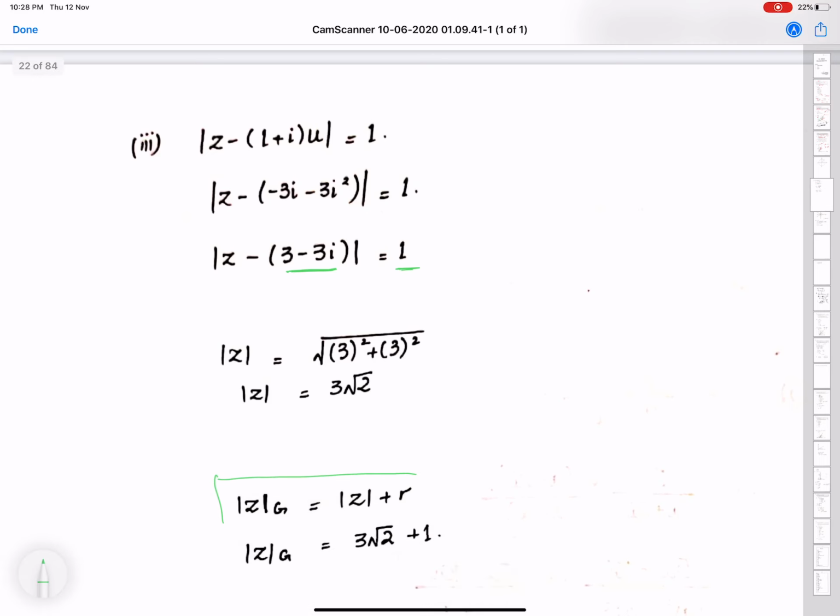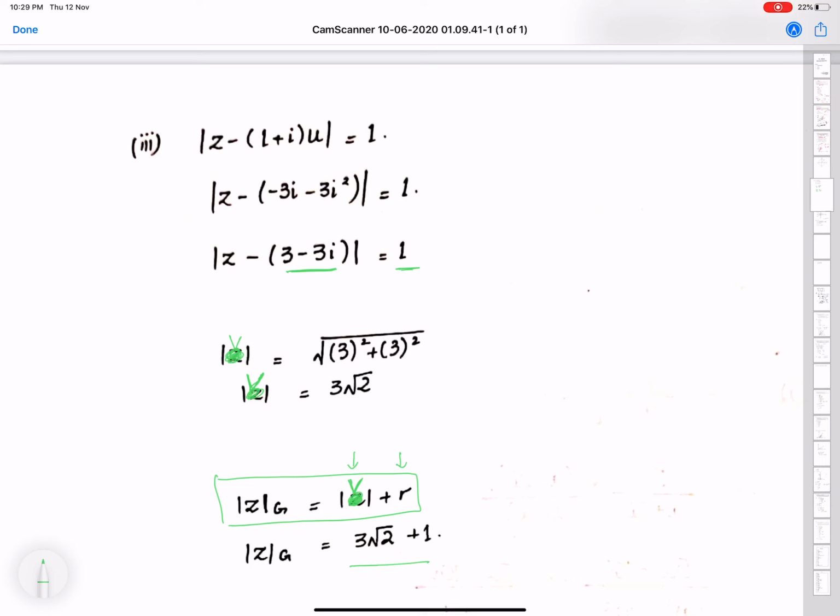To get the greatest value of modulus z, just add the center. The center is mentioned as z, but this must not be mentioned as z. This should be mentioned as v. So this is v, the center. So the formula for the greatest value of modulus z is modulus v plus r, the modulus of the center plus radius. So this is the answer.